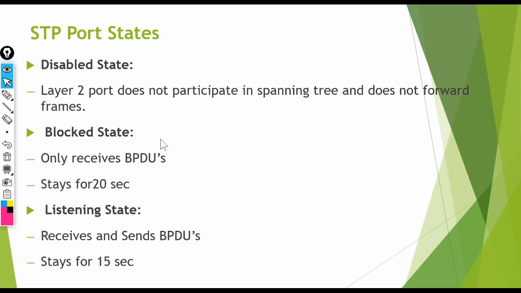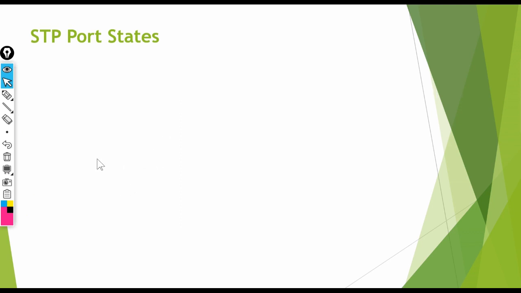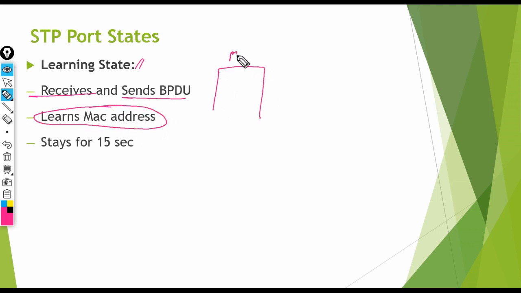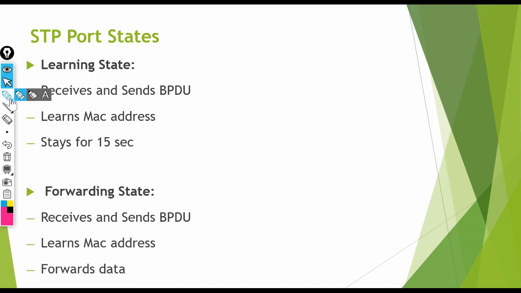In the listening state. After 15 seconds of time, the switch ports will go to the learning state, where they will receive the BPDU, send the BPDU, and also learn the MAC addresses. Means they will create their MAC address table as well, and it will be there up to 15 seconds in this particular learning state. After this learning state expires, they will go to the forwarding state, where they are going to send and receive the BPDU, learn the MAC addresses, and also forward the data.